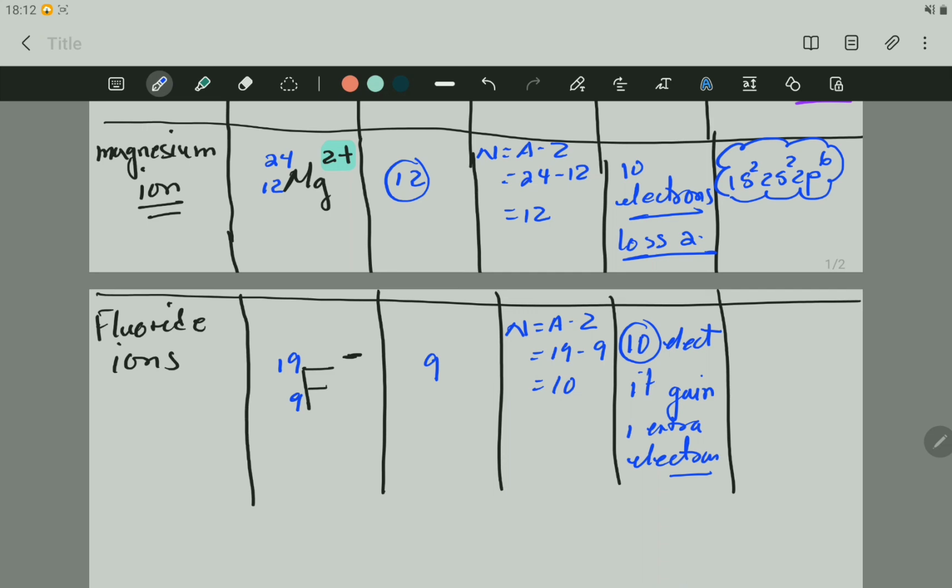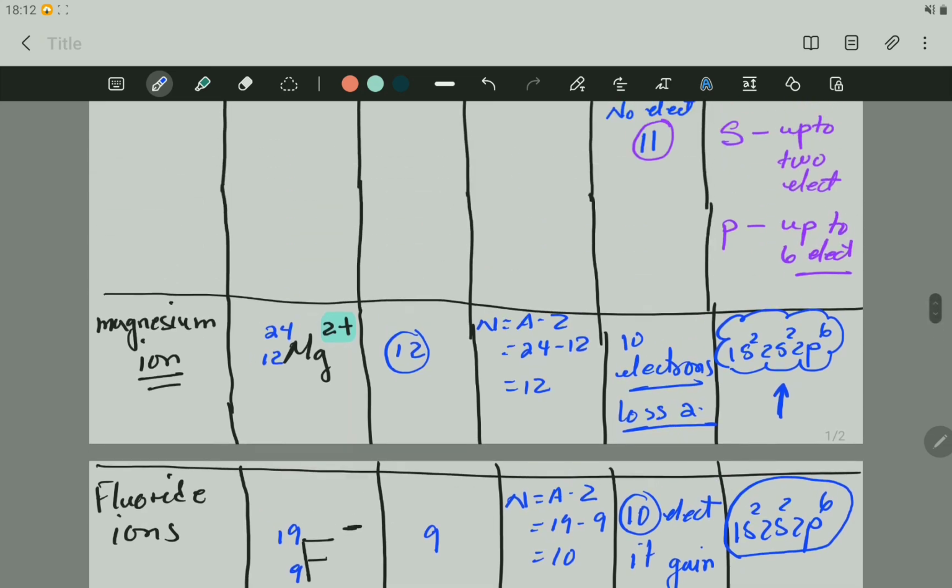Let's go to the electron configuration. It will be exactly the same as magnesium ion. It will be 1s2, 2s2, 2p6. This is the electron configuration for fluoride ion. Okay, I think this is clear. This is all for now.